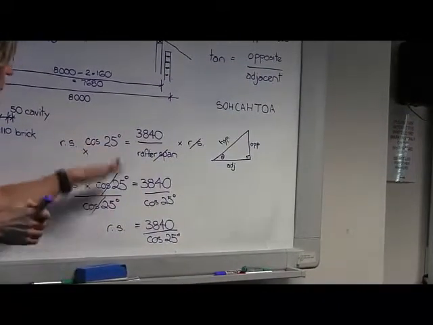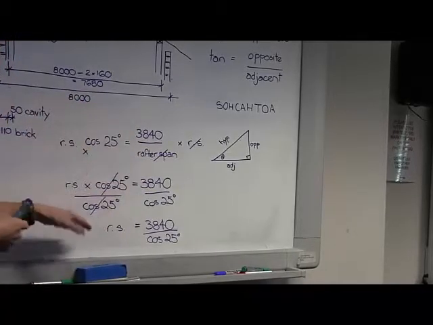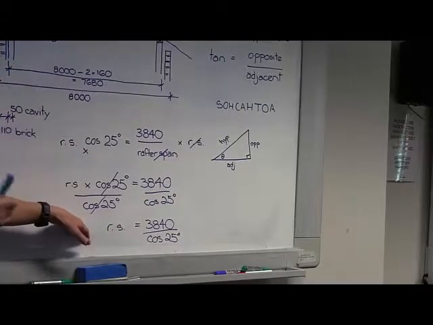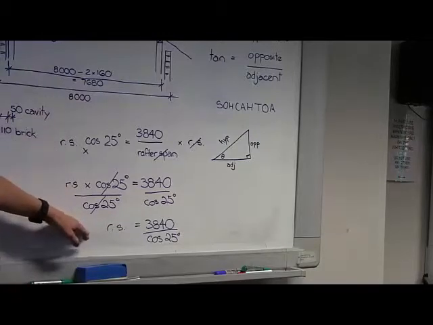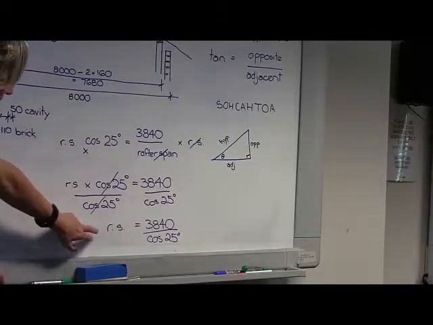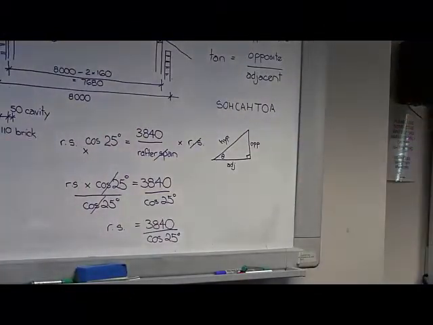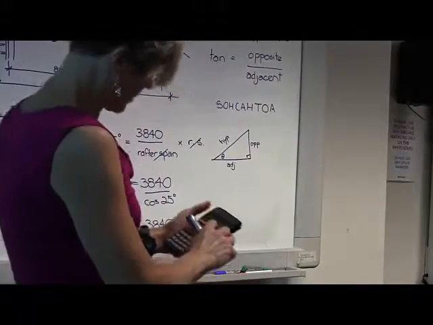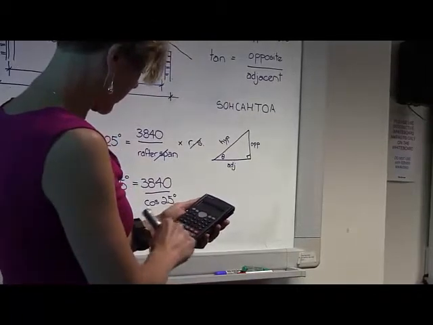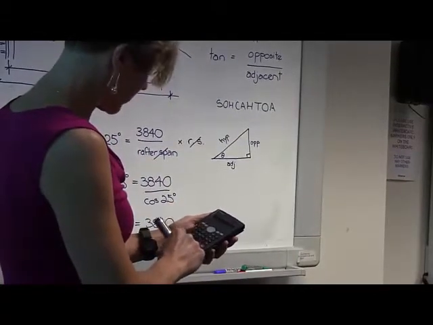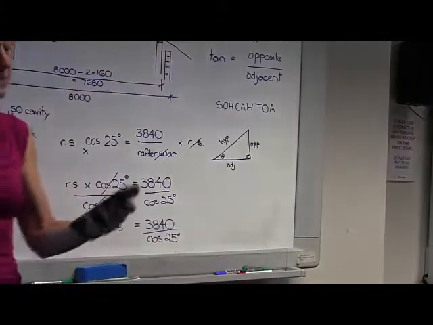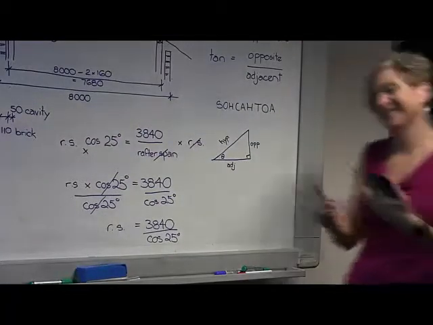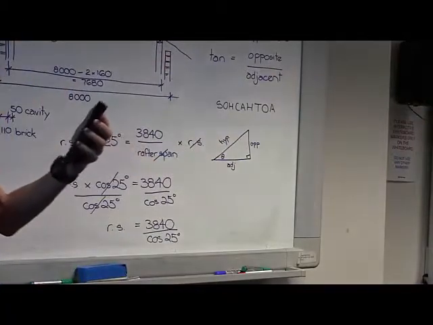I won't do the whole working throughout today because I'm assuming you're all pretty comfortable with that, but if anyone isn't, just call me aside at lunchtime. So we put that in the calculator: 3840 divided by cos 25 equals, I've got to get my glasses on, 4237.